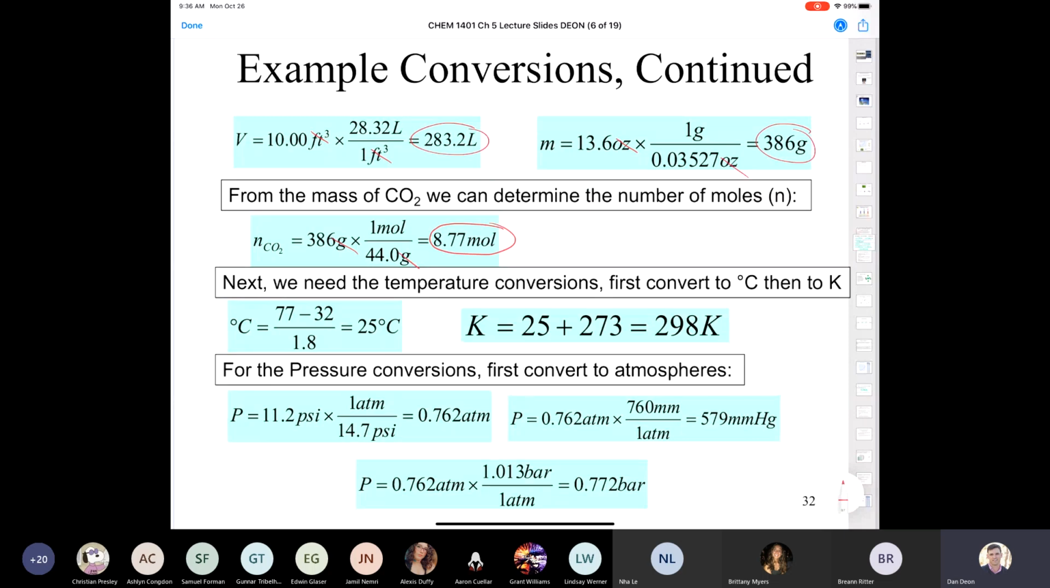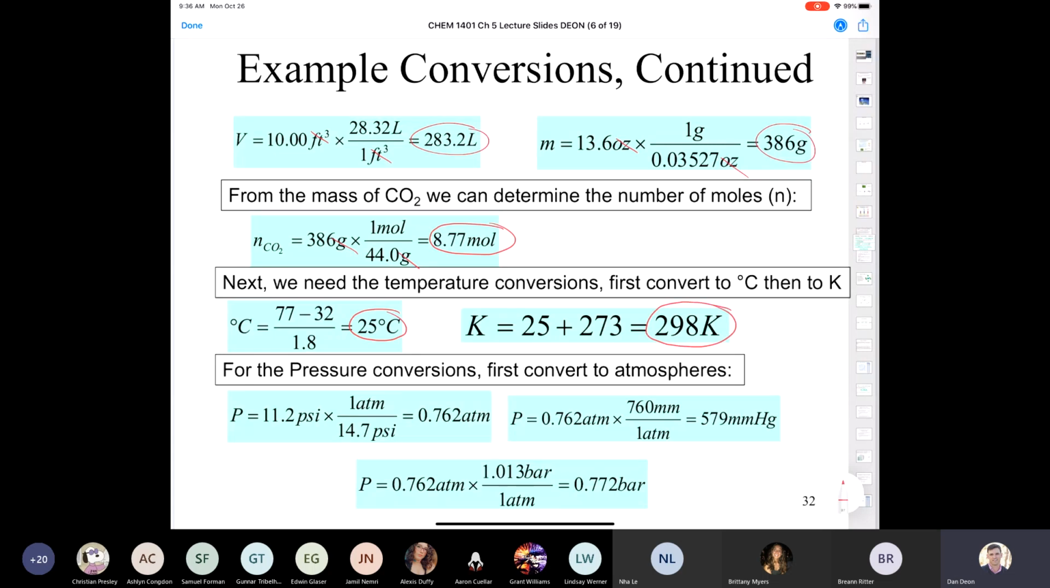Temperature conversions, we looked at those at the very beginning of the class. I told you that you have to know how to convert from degrees Fahrenheit into Celsius, or Celsius into Fahrenheit, one or the other, and then you can always rearrange that equation. To convert from Fahrenheit into Celsius, we simply subtract 32 and divide by 1.8. We get our temperature in Celsius is 25. We add 273 to that to get our temperature in Kelvin.